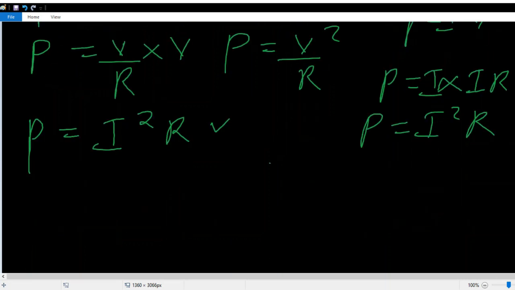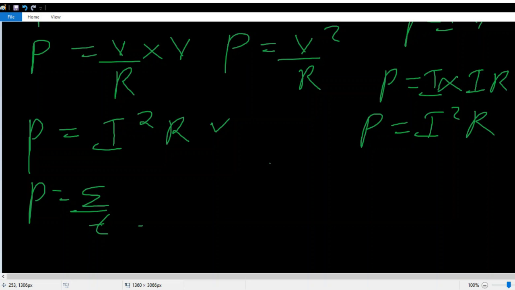Let us look at another formula. The other formula that you can use is the one from the definition, which states that power is defined as the rate of work done, and we know that work can also be energy, so we can say energy divided by time. These are some of the formulas that you can use when finding power. And let us look at some examples.